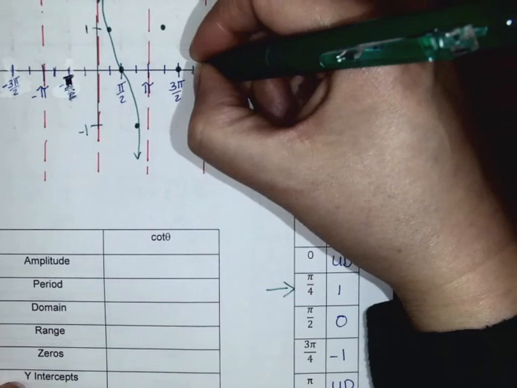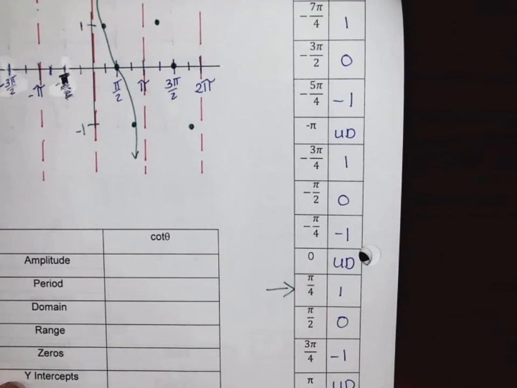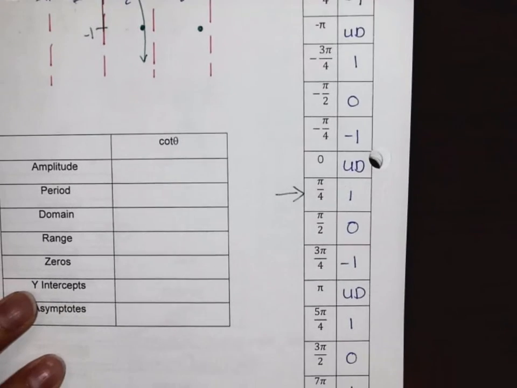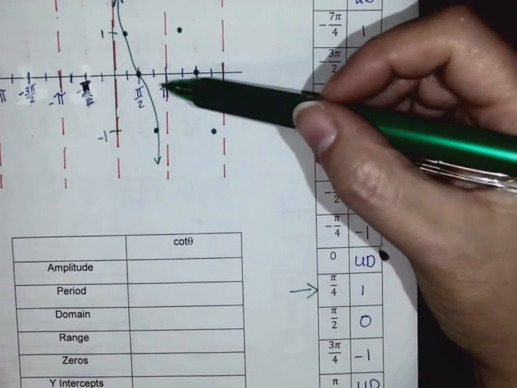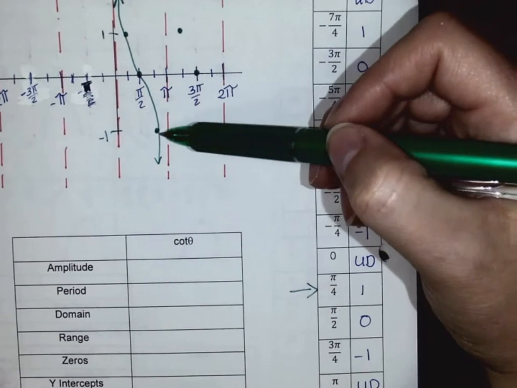It says 3 pi over 2 on the graph, but 3 pi over 4 on the... What? But this is 3 pi, oh, sorry, I'm moving around. That's 3 pi over 4. Oh, yeah, okay. And it's at -1, okay.